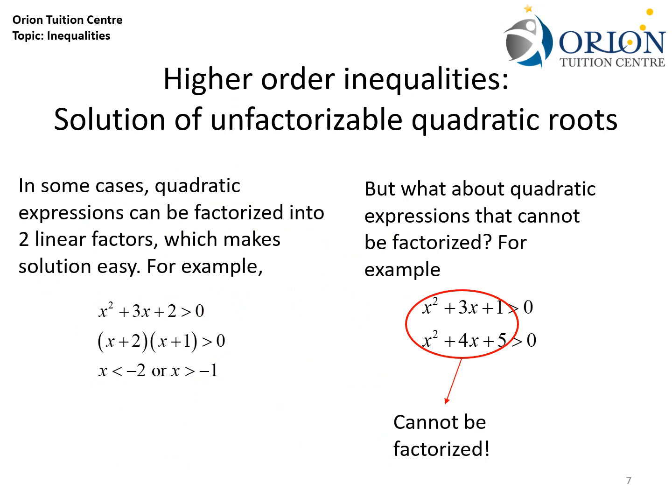In some cases, quadratic expressions can be factorized, and this makes it easy for us to find the roots and eventually solve the inequality. For example, we have this inequality over here which can be solved to give us x less than -2 or x more than -1 very easily. But what if the quadratic expression cannot be factorized? For example, we have these two expressions over here which cannot be factorized. How then can we find the range of values of x that satisfies this inequality?